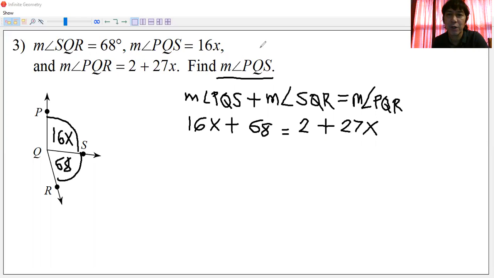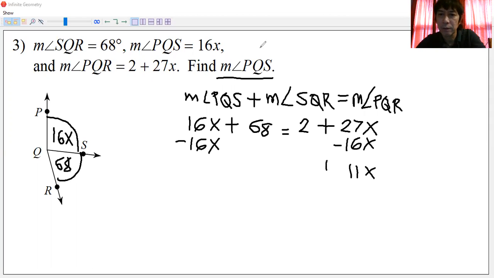Okay, so we shall start with subtraction property. Let's subtract 16x. And that gives us 11x. There. And this cancels out the 16x and negative 16x there. And we still have 68 on the left side.